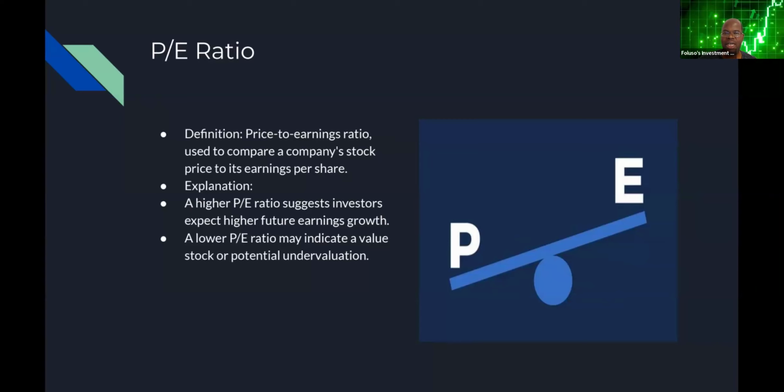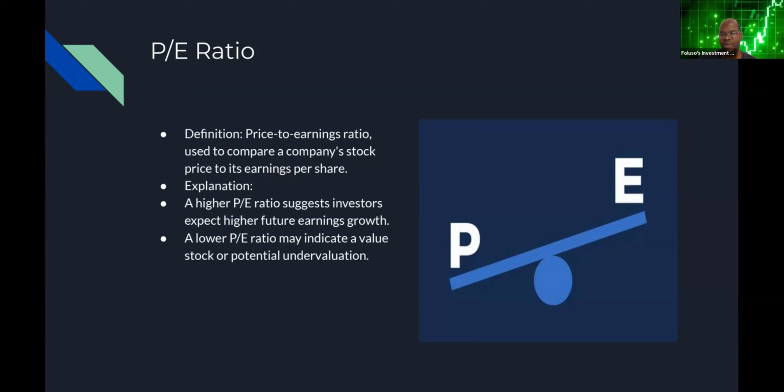It means that every $10 that you spend in that company is making $1. That's the meaning of a P/E of 10. Every $10 that you invest in the company is making $1. But with a P/E of 15, every $15 is making only $1.